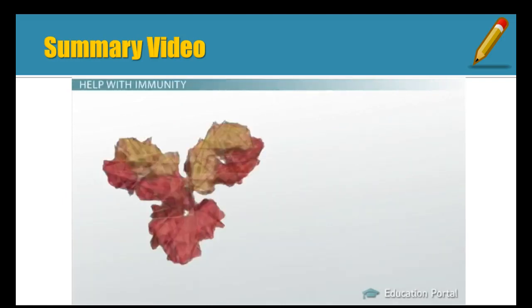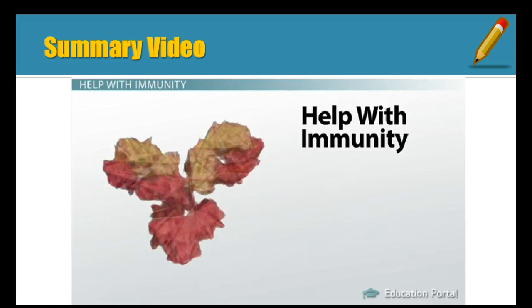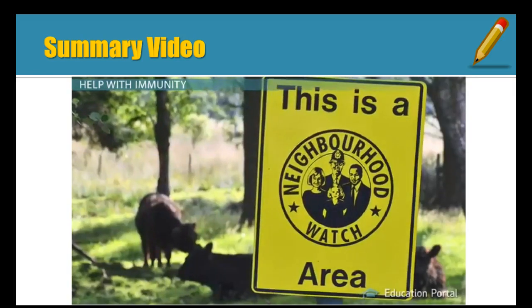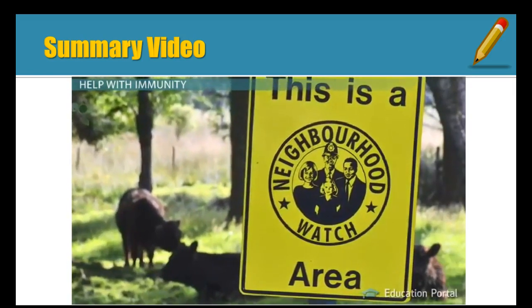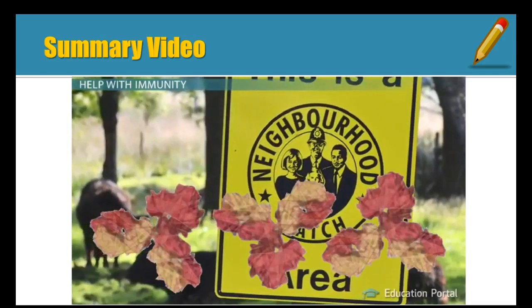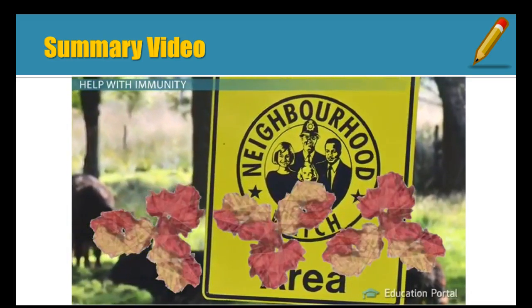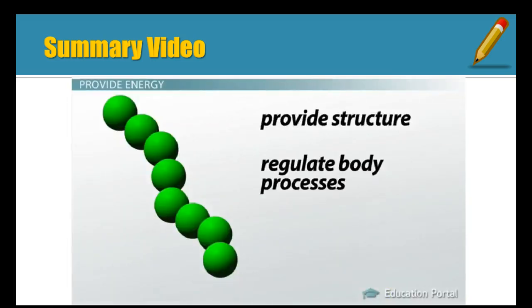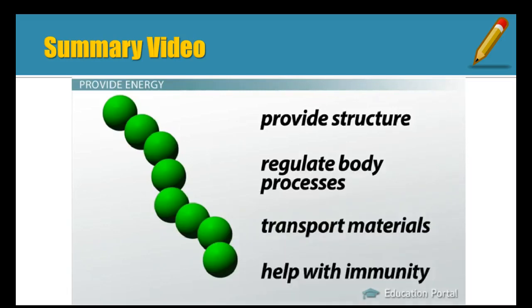Some proteins are protectors and help with immunity. For example, antibodies are proteins that can recognize foreign invaders in your body. These vigilant proteins are like the neighborhood watch, and they work together with other cells from your immune system to help prevent infections, illness, and disease. So we learned that proteins provide structure, regulate body processes, transport materials, and help with immunity.